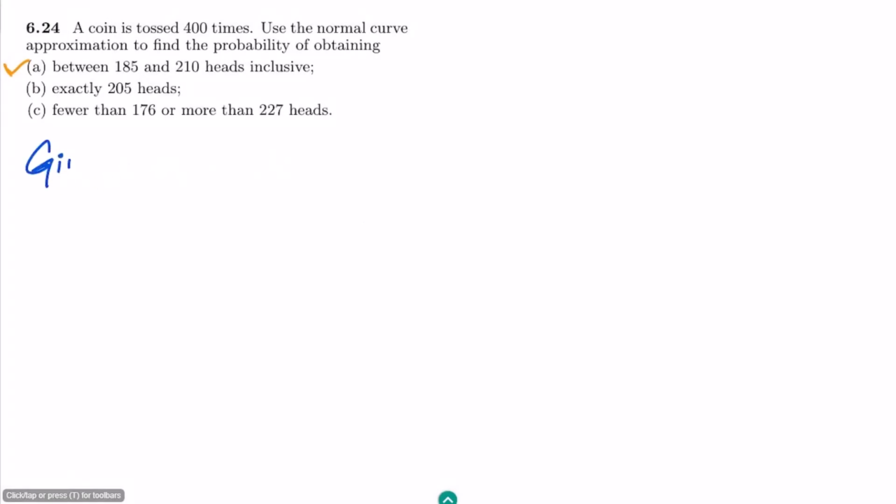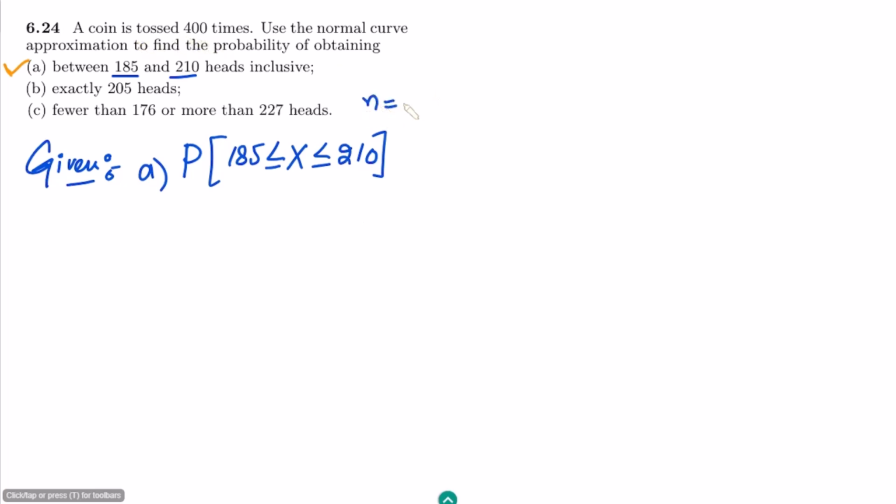So the given data is, we want to find the probability that X is in between 185 and 210 heads, where X is the number of heads. So here X is greater or equal to 185 and less than or equal to 210. Okay, this is part A. Also we are given that a coin is tossed 400 times, so therefore the total number of tosses is 400.